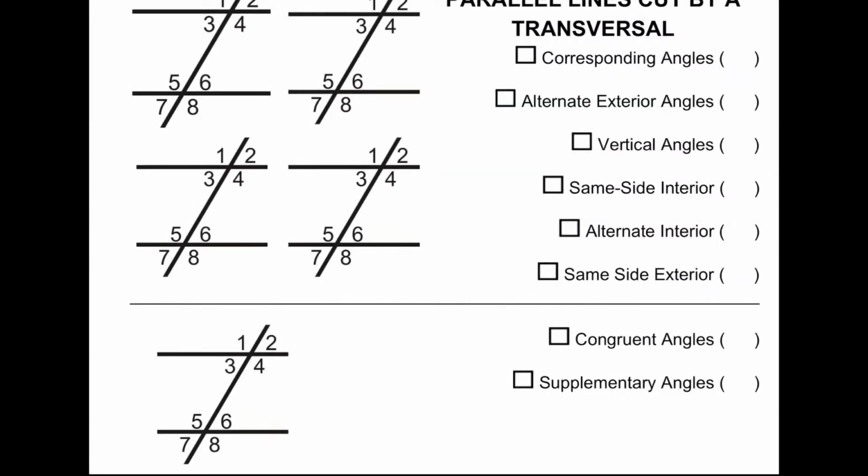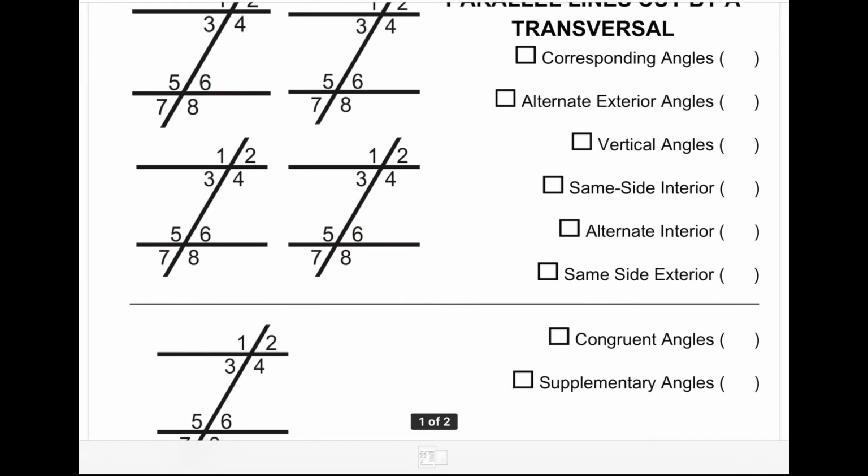Hey guys, so in this video I wanted to go over lesson 1 that we did a few days ago. In lesson 1 we wanted to talk about the relationship in between angles when we have two parallel lines that are cut by a transversal. What do I mean by parallel lines?